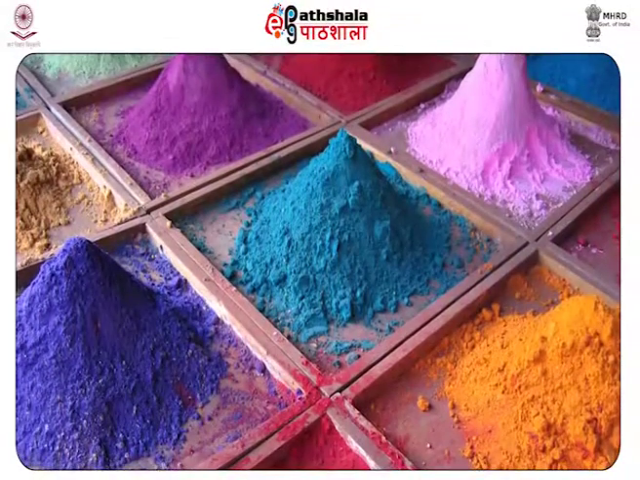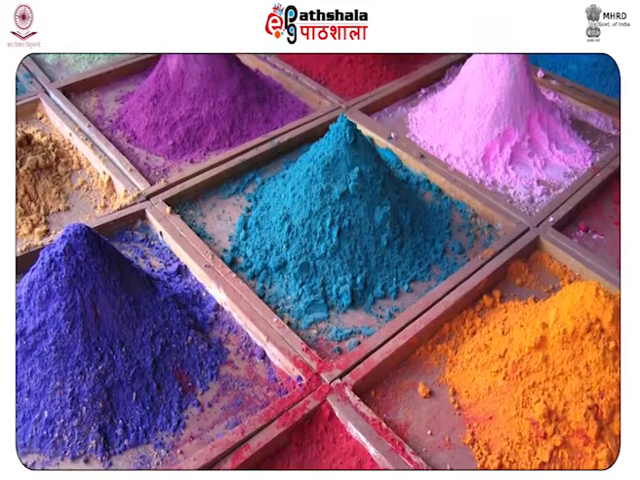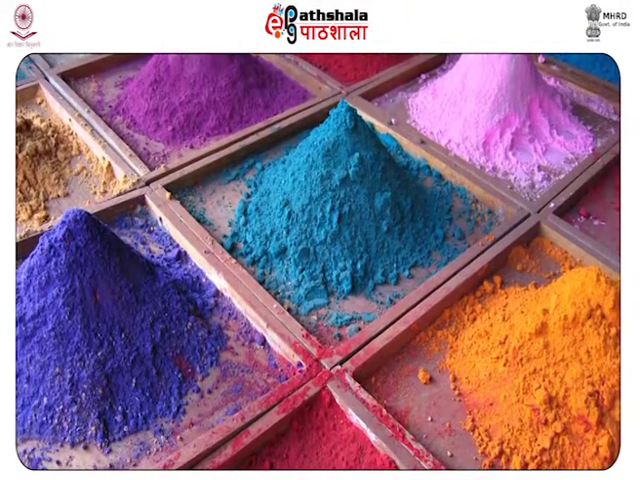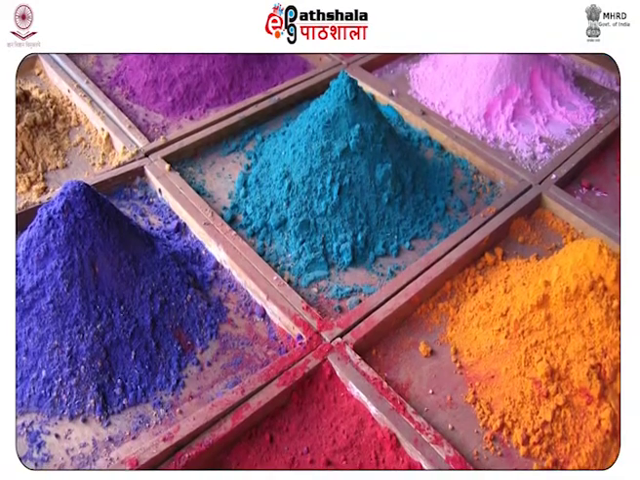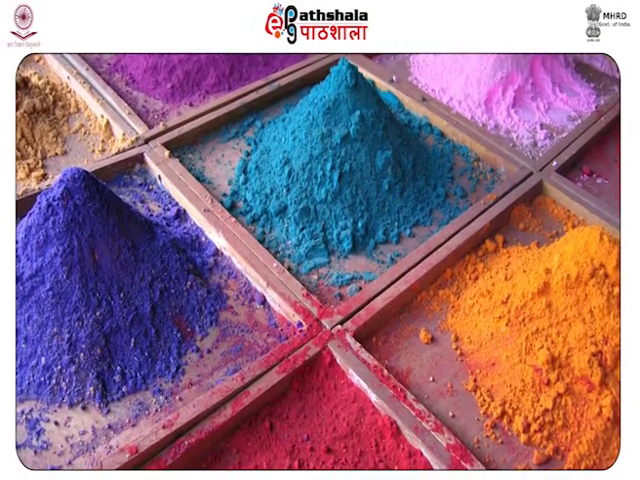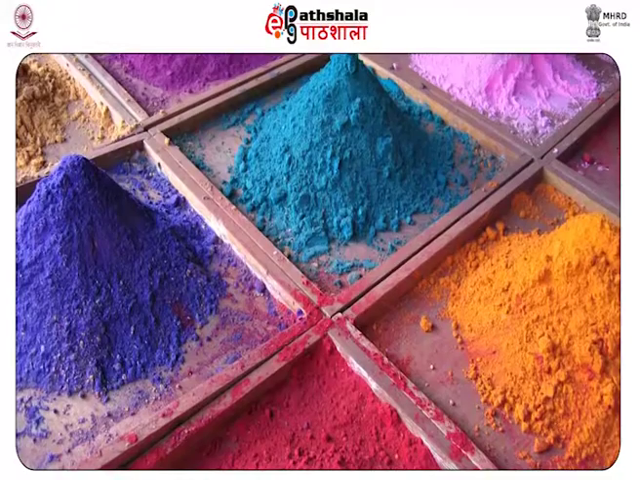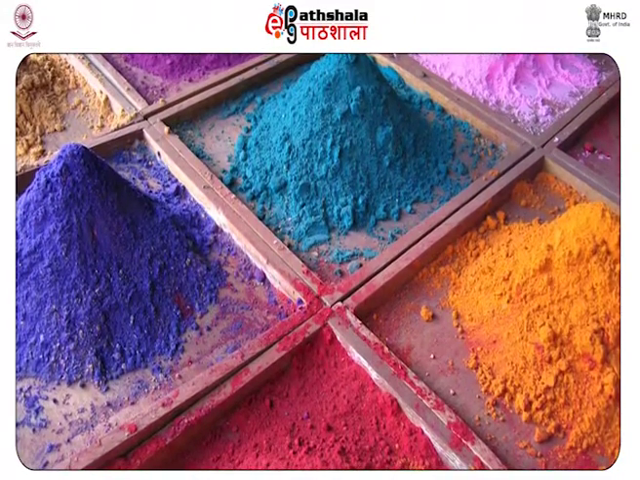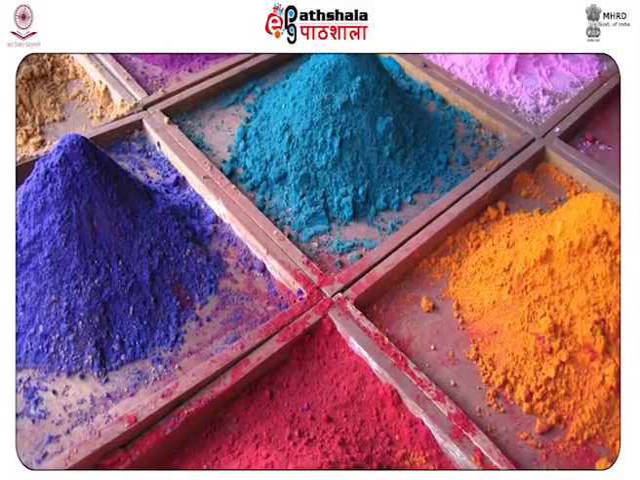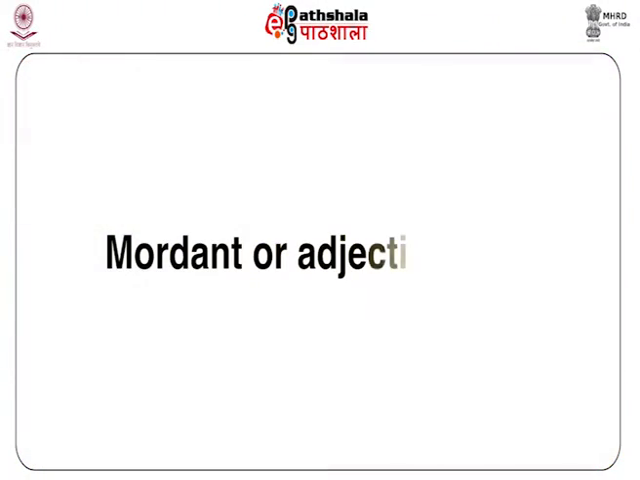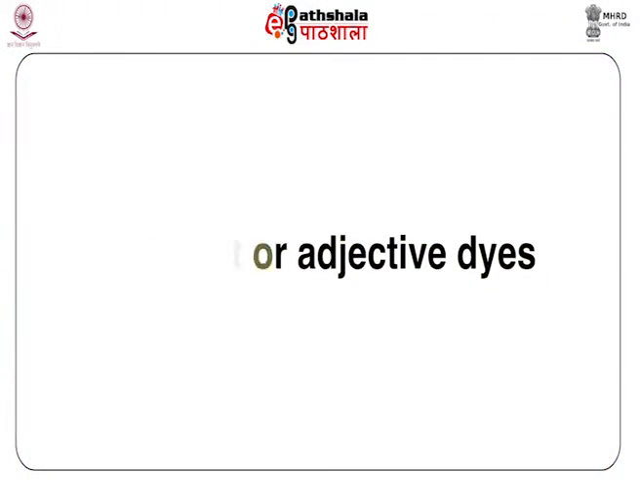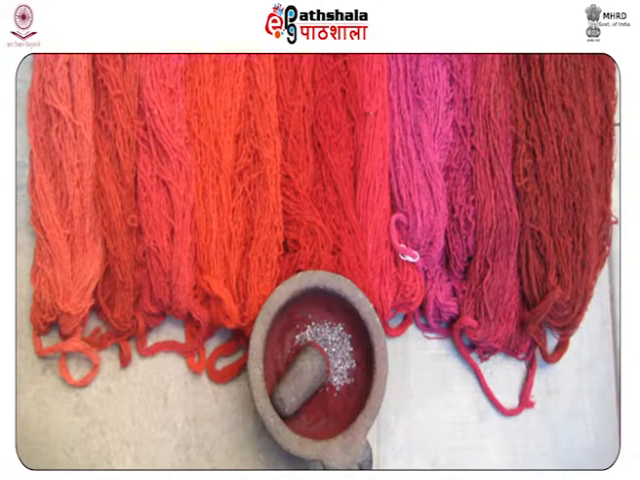These are used for dyeing silk and wool directly. Example: methyl violet, crystal violet, methylene blue, rhodamine, etc. Typical fixation percentage 97 to 98. Mordant or adjective dyes. These dyes have poor affinity for the fibers.